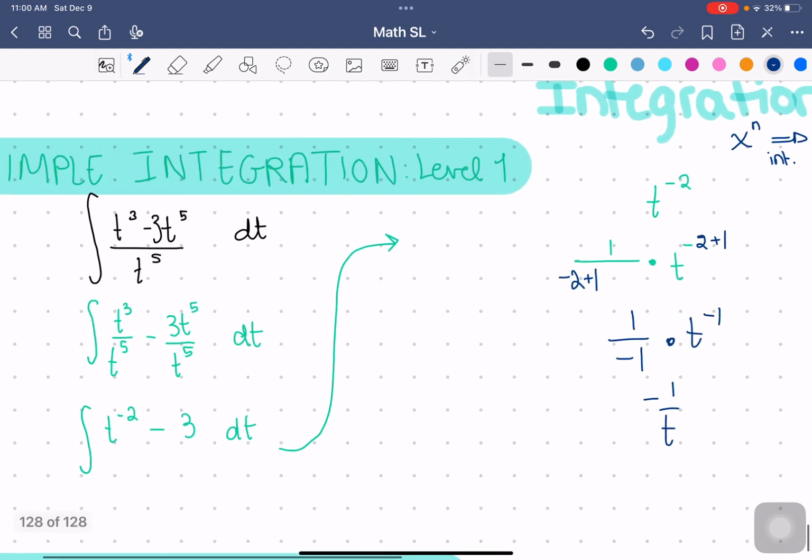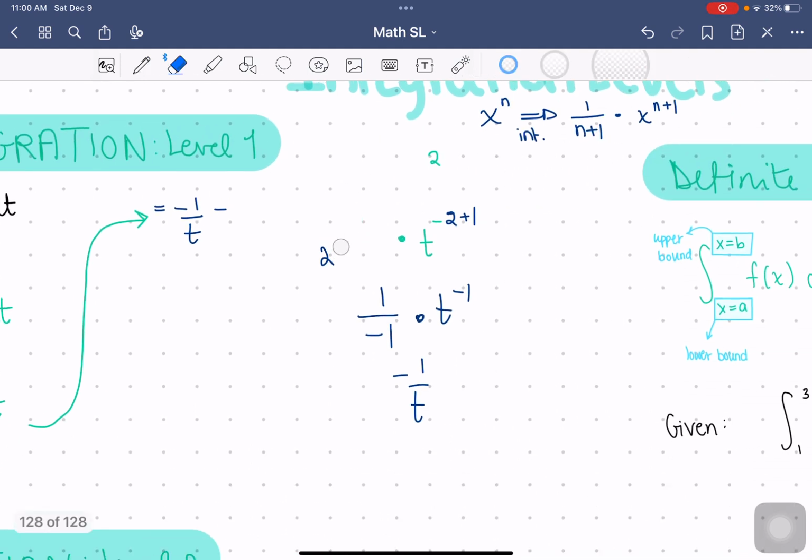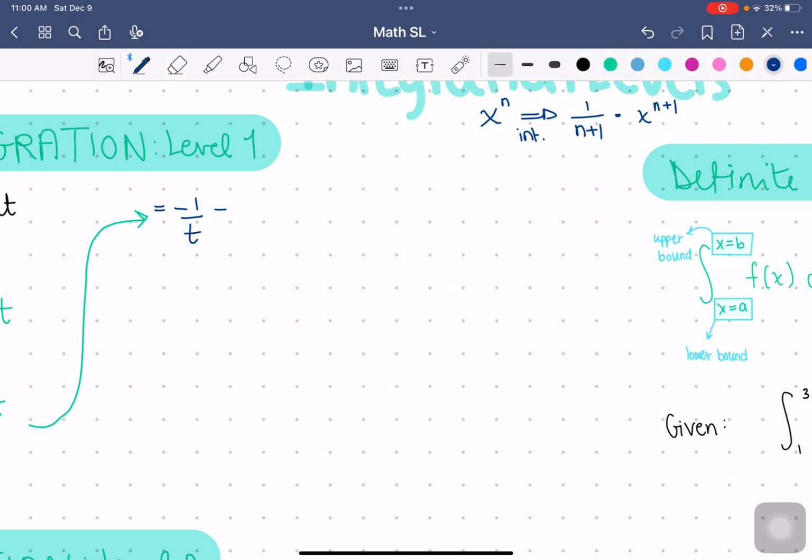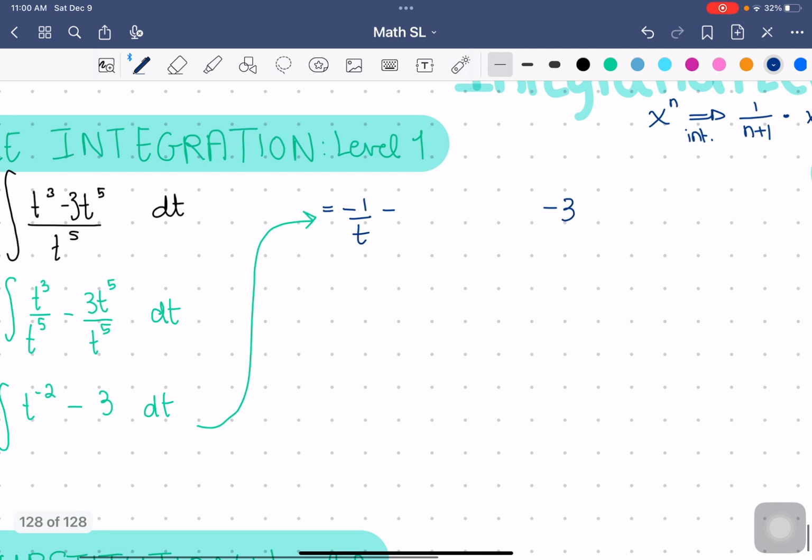So when we integrate it over here, we're going to get minus 1 over t minus, and now we have to integrate the 3. If we do a similar rule for the 3 over here, we have a minus 3. When we want to integrate 3, imagine this is x to the 0, so we multiply by 1 over 0 plus 1, which is 1. So minus 3 times 1 over 1 times x to the power of 1. Basically we're going to get minus 3x. And that is our final answer.